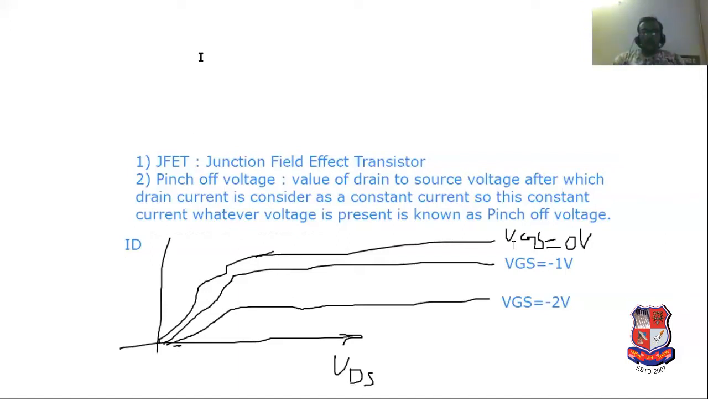Now see this. What is the meaning of pinch-off voltage? This is known as pinch-off voltage. I have mentioned here the voltage notation VP, which is known as pinch-off voltage. After this, the drain current is considered as a constant value. So I have also sketched the graph here. Up till now it is constant.